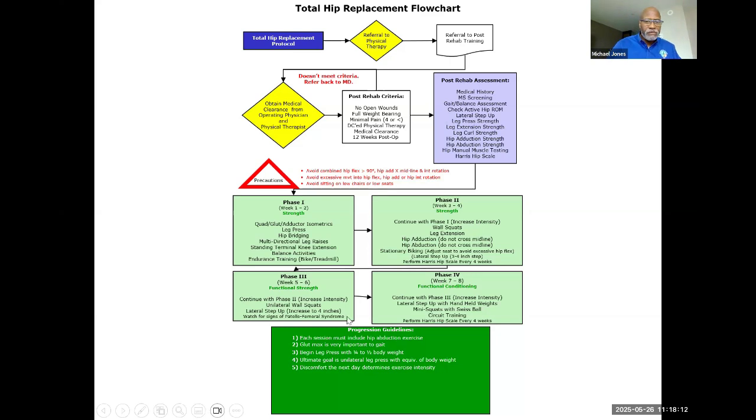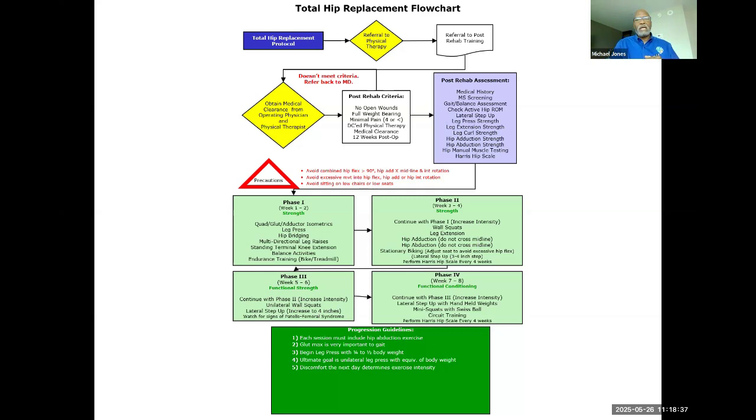So you'll notice here when we get to phase 3, functional conditioning, weeks 5 through 8, the activities become even more intense. We increase the intensity of phase 2 activities, and now we're doing unilateral wall squats, lateral step-ups, and we're watching for signs of patellofemoral syndrome, because if they've had a hip replacement, I guarantee you they probably have quad weakness, because they've had that hip issue probably for years, unless it was a hip fracture.